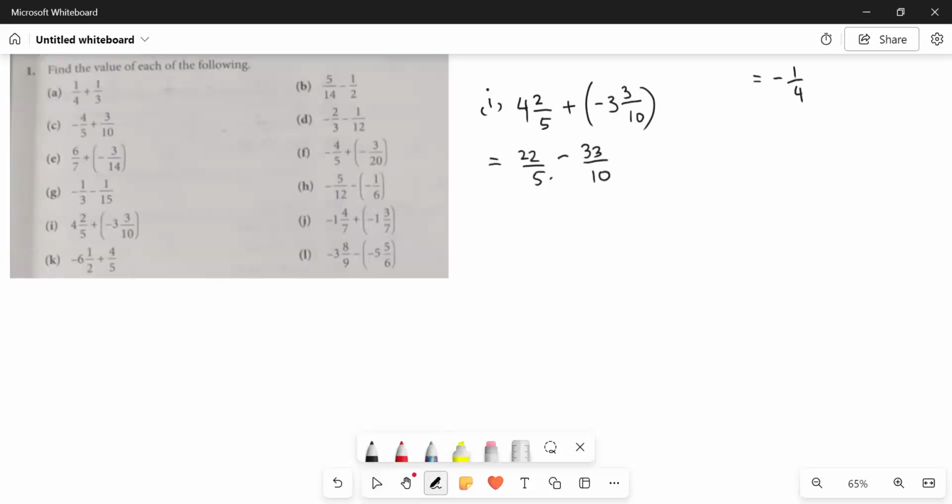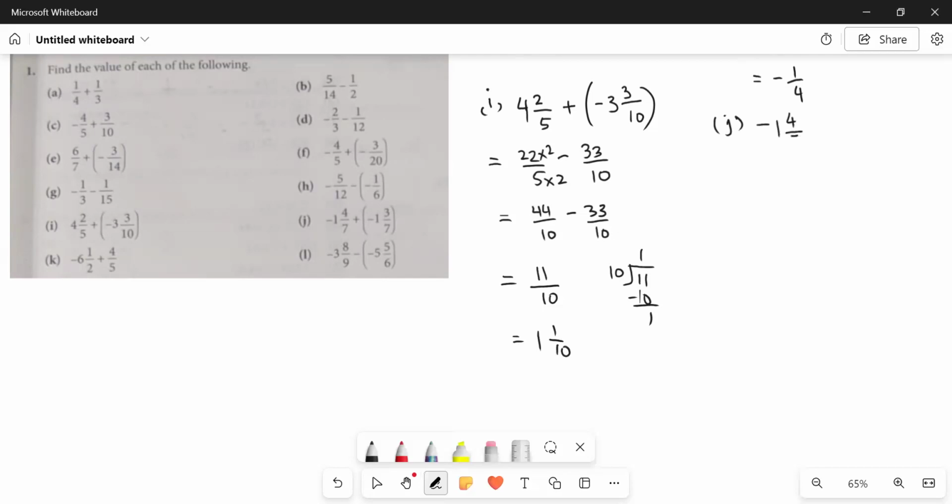Now the next step is to make the denominator same. 5 2s are 10, 22 2s are 44 upon 10 minus 33 upon 10. Right? Now the denominators are same. Subtract the two. Plus minus minus, 44 minus 33 is 11 upon 10. Now the answer is in improper fraction. So we have to convert it into a mixed number. How? Just divide 11 by 10. 10 ones are 10. And the answer would be 1 whole 1 upon 10. Right? And part J. It is also similar.